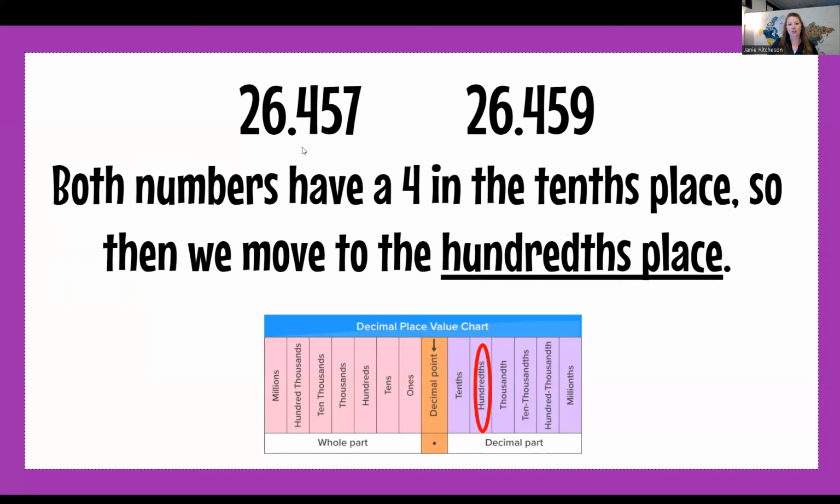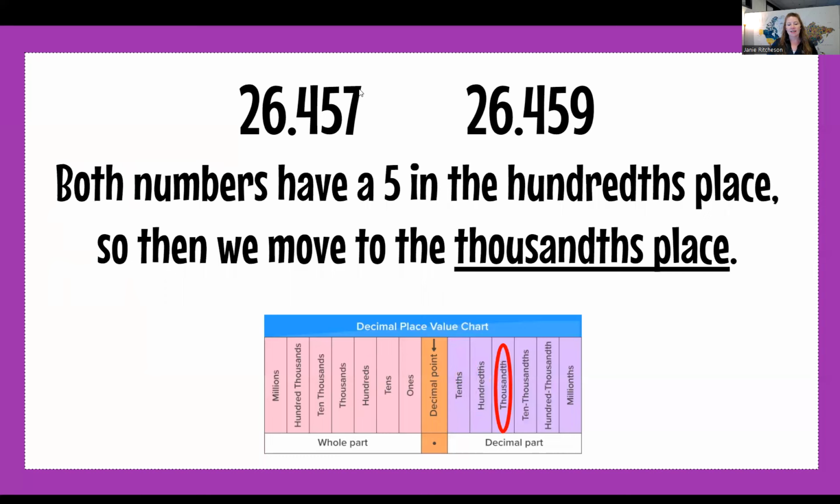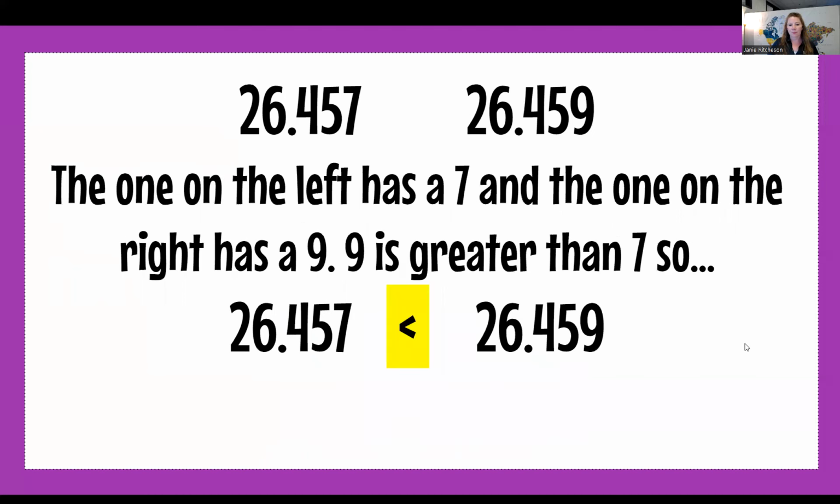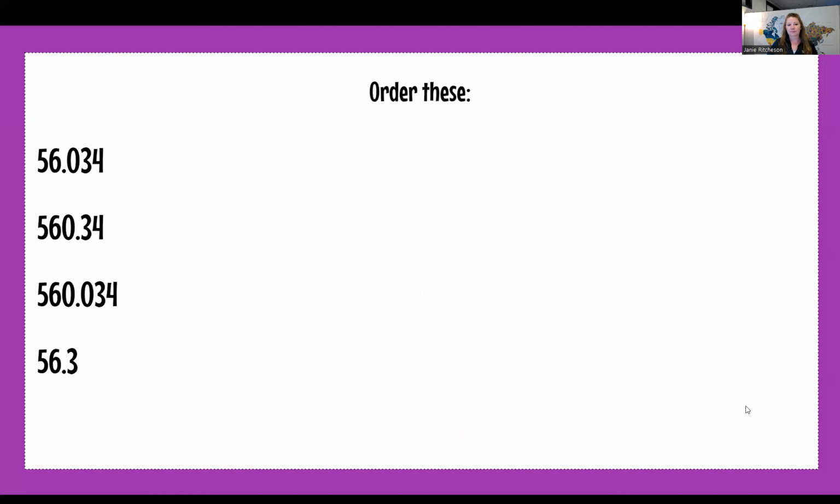So we're going to move on to the hundredths place. They both have 5s in the hundredths place. So the first digit that's different is in the thousandths place. Since 7 thousandths is less than 9 thousandths, we know that 26 and 457 thousandths is less than 26 and 459 thousandths. So that's our less than sign.